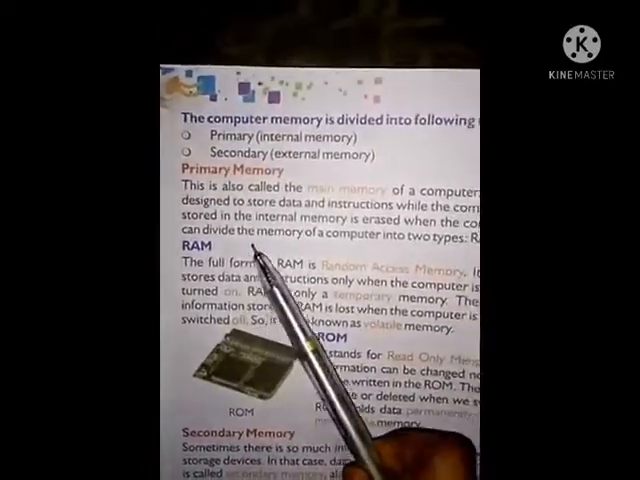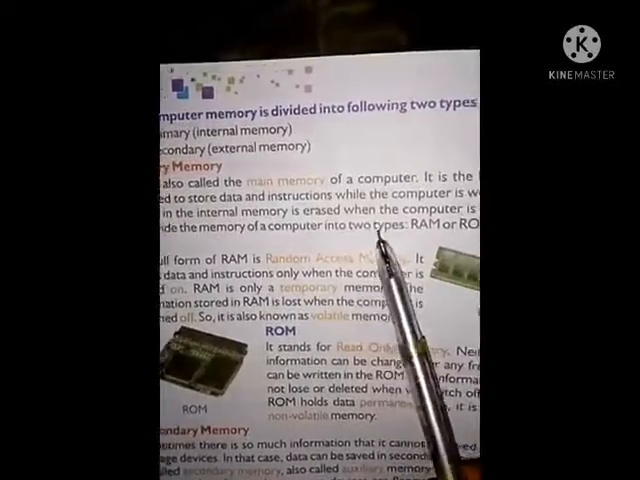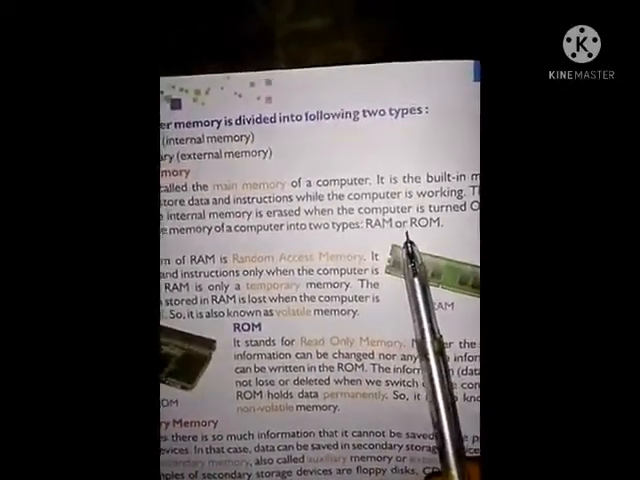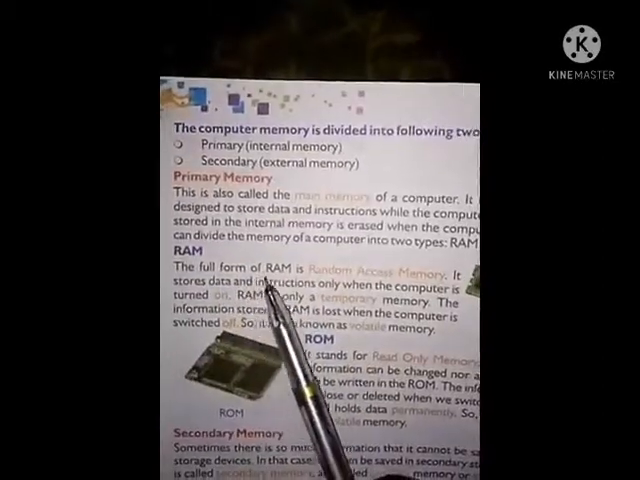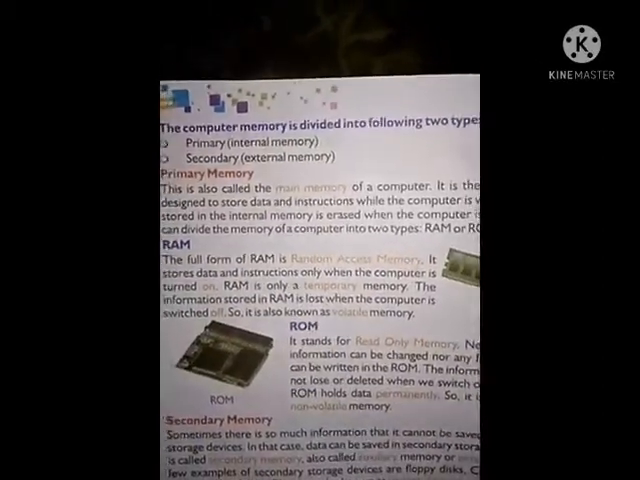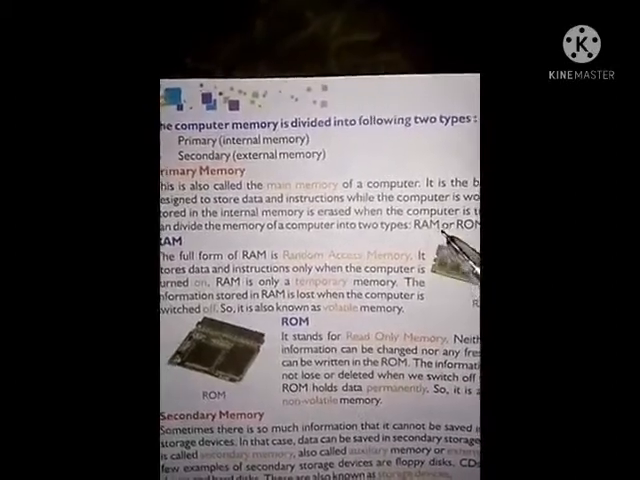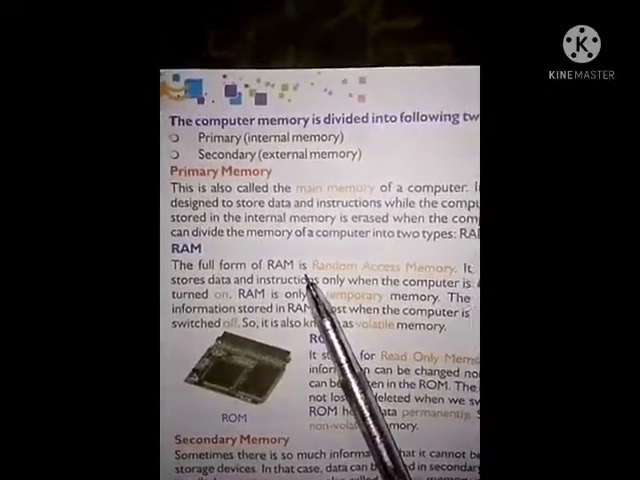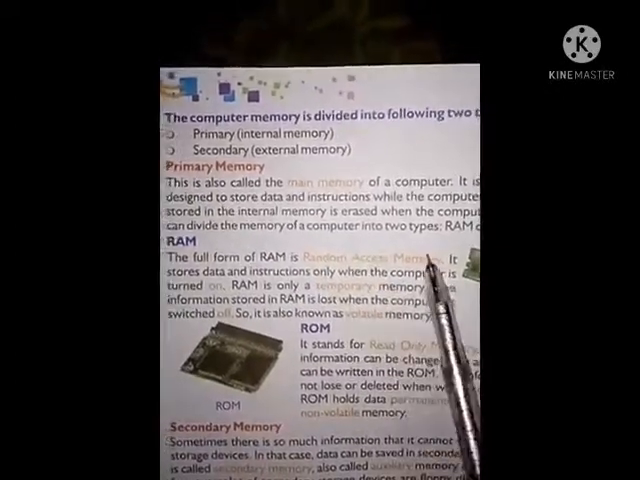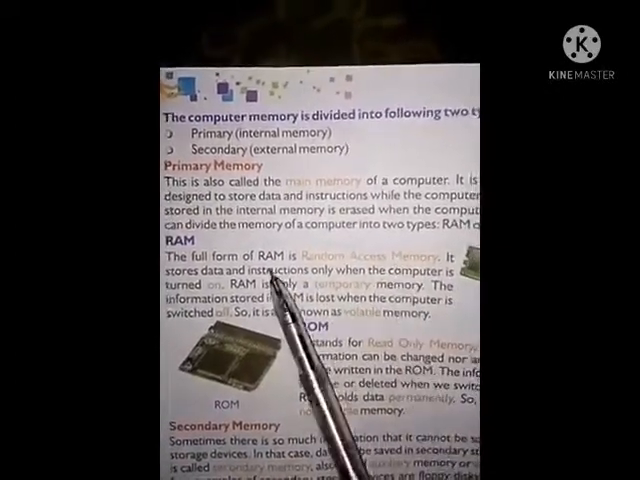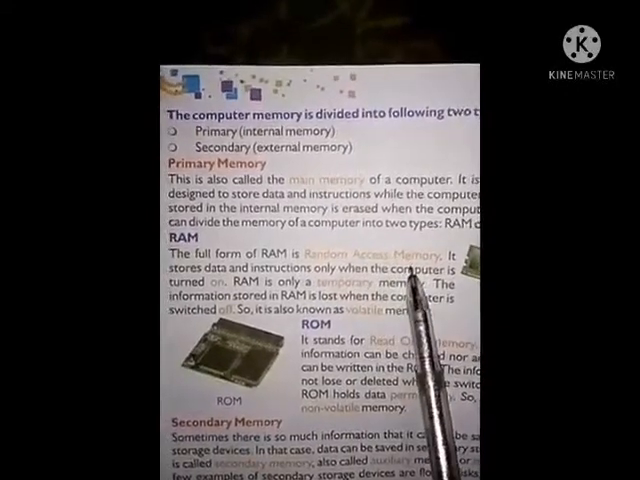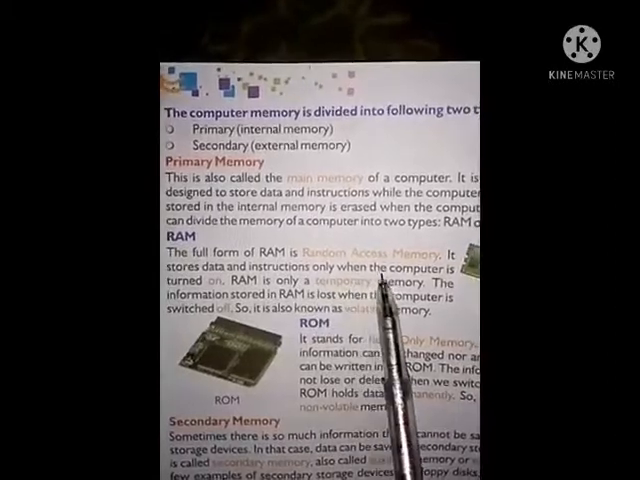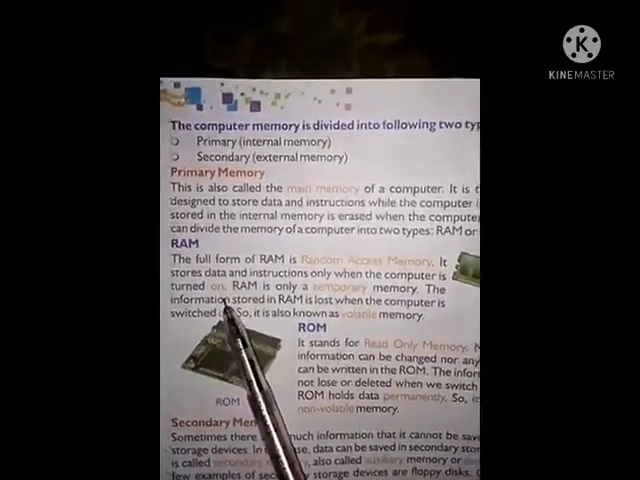We can divide the memory of a computer into two types, RAM and ROM. RAM, the full form of RAM is random access memory. Remember the full form of RAM, random access memory. It stores data and instructions only when the computer is turned on.